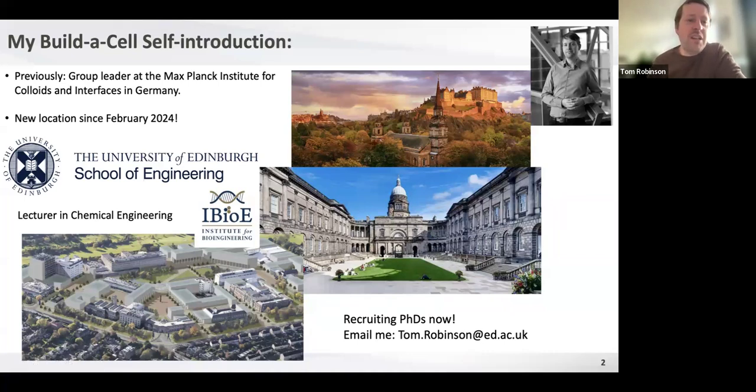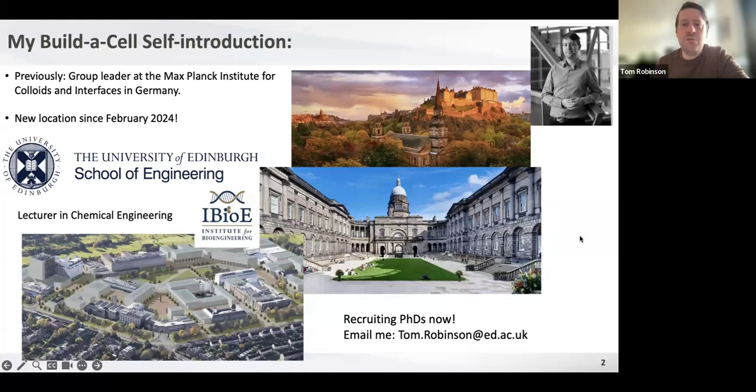So for those of you who don't know me, previously I was a group leader at the Max Planck Institute of Colloids and Interfaces in Germany. And since 1 year, I've moved my lab to the University of Edinburgh in Scotland. There I'm a lecturer in chemical engineering, and my labs are physically based in the Institute of Bioengineering. So yeah, I'm also going to advertise: if you're interested in doing a PhD after all of this, then please drop me an email.